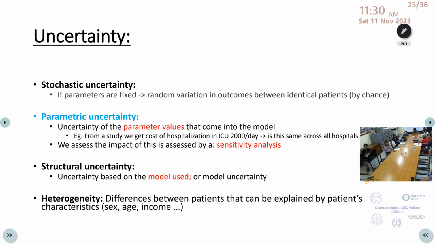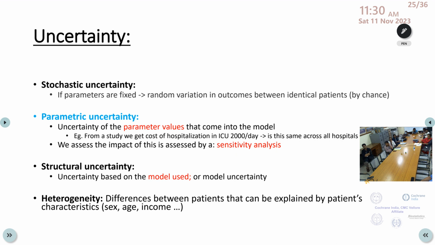The first one mentioned here is called stochastic uncertainty. Here, these are variables that happen by chance. For example, if individuals are at a 20% risk for influenza after exposure, it does not mean everyone is at 20%.